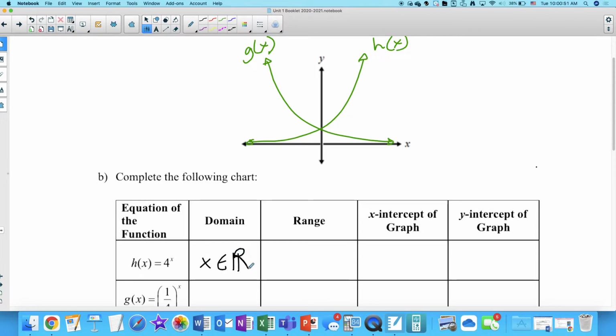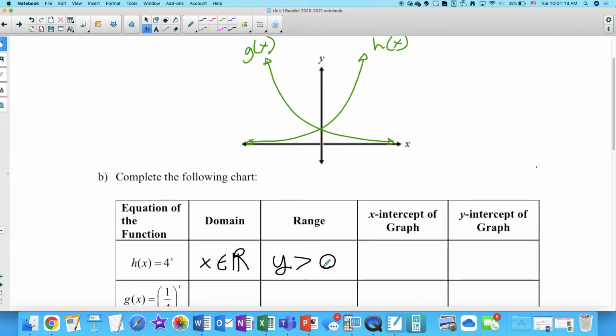Okay. What about my range? Y is greater than 0. Right, not equal to. Exactly. Y is greater than 0, but not equal to, because it's never actually going to touch 0. It gets very close to it, but never hits that x-axis. Excellent. My range is just y is greater than 0.